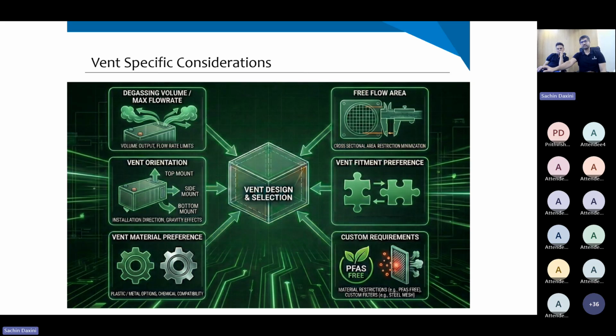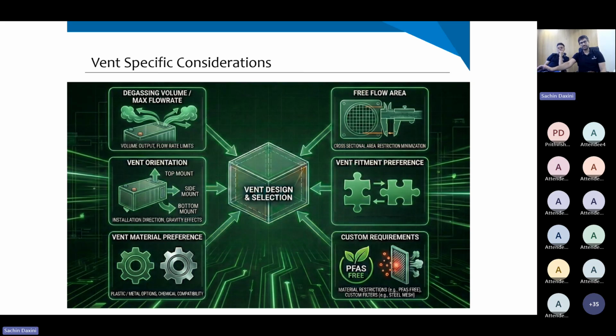The vent orientation, whether it's top mounted, side mounted, bottom mounted, also may play a role in how the vent is selected. Just to give you an example, in three-wheeler applications, usually the battery is more exposed as compared to a four-wheeler or a two-wheeler application. In these cases, if the vent is bottom mounted, it is better to go in for a metal vent rather than going in for a plastic vent. So these are the reasons why we ask these questions.